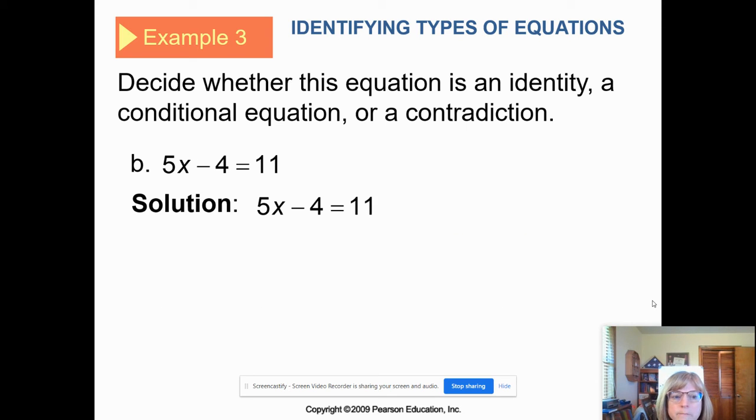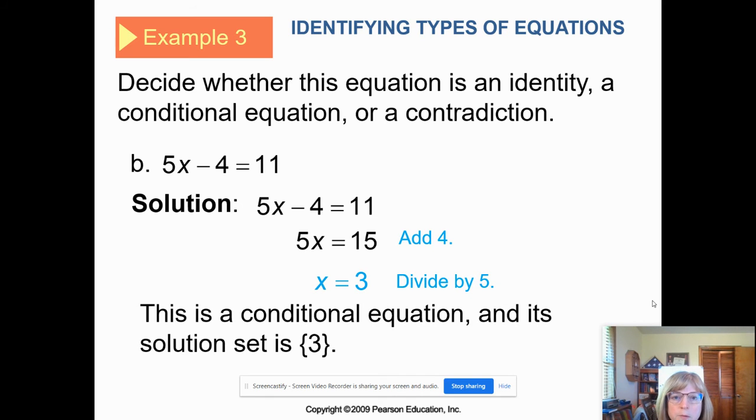For part B here, I'm to decide again if this is an identity, a conditional equation, or a contradiction. So I solve, and I end up with x being equal to 3. So the statement 5x minus 4 equals 11 is true on the condition that x equals 3. So this is a conditional.